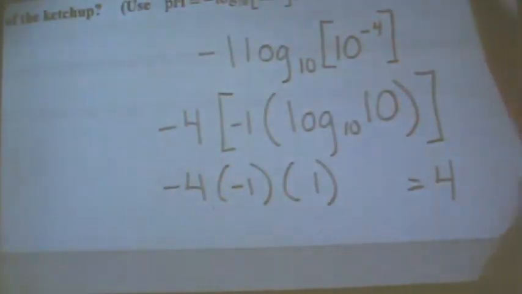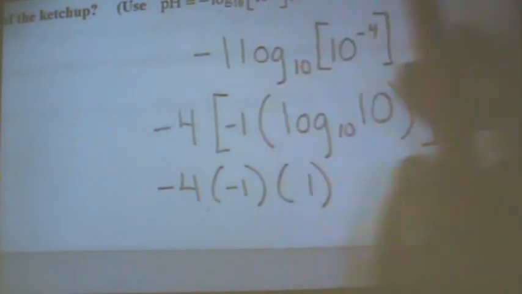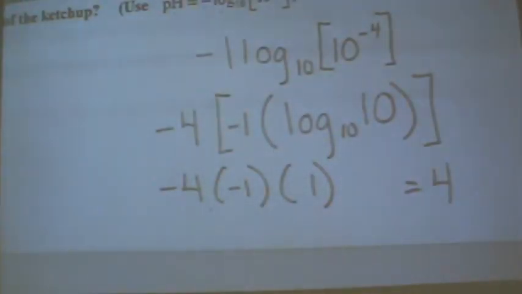Okay. So this one, all I did was bring this -4 in front, and we showed you that the log of 10 base 10 is equal to 1. So this is what you have, -4 times -1 times +1, and the answer is 4. Now what you also could do is type this in your calculator, -1 times the log of 10 to the negative 4th power base 10, and you'll get 4 is your answer. So either way, you can do it on a calculator or by hand.